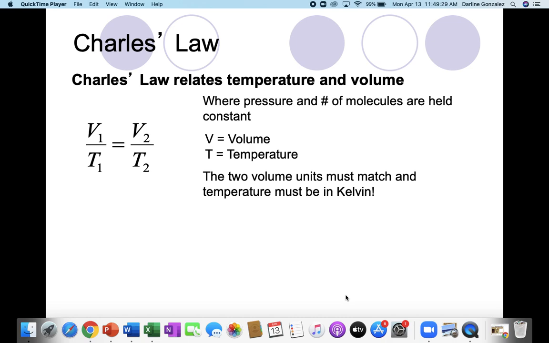Remember, the first thing you need to make sure is that temperature must be in Kelvin. So T1 and T2 always have to be in Kelvin. If they're in Celsius, you need to make sure you change it to Kelvin. And how about for volume? Volume must be in liters, both V1 and V2.